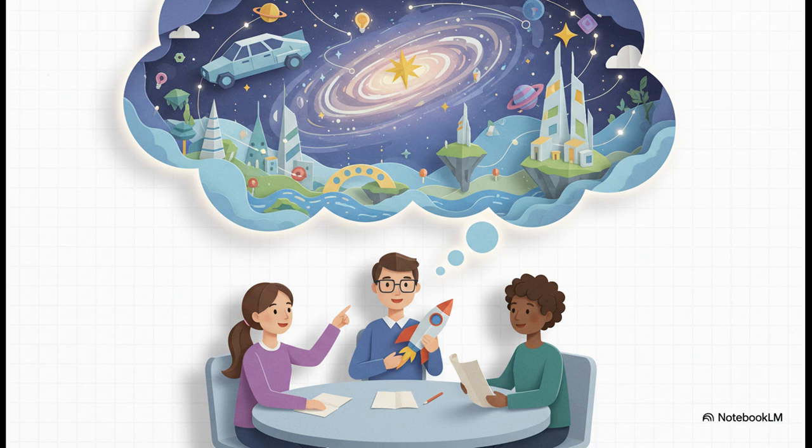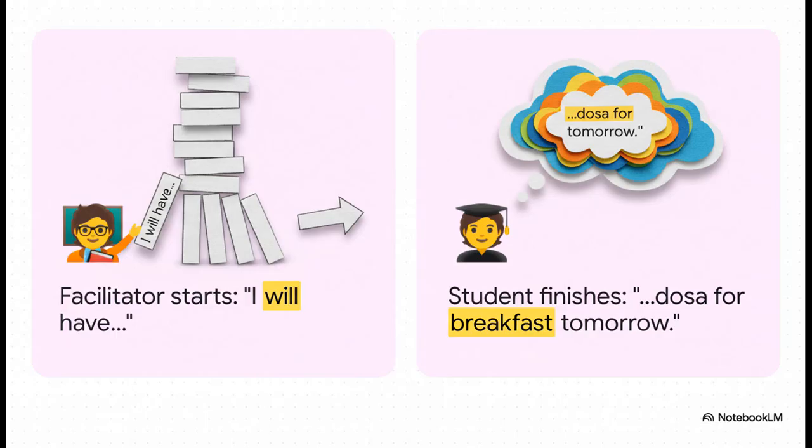It moves away from physical action and more towards imagination and teamwork, getting students to think about tomorrow. I love this game. It's so simple, but it's really powerful. The teacher just gives the grammatical frame, "I will have," and the student gets to fill in the blank with whatever they want. This gives them a sense of ownership, and it makes the lesson really personal and easy to remember. They're not just learning a rule, they're using it to talk about their own life.